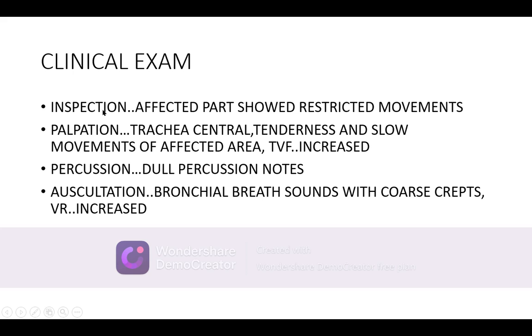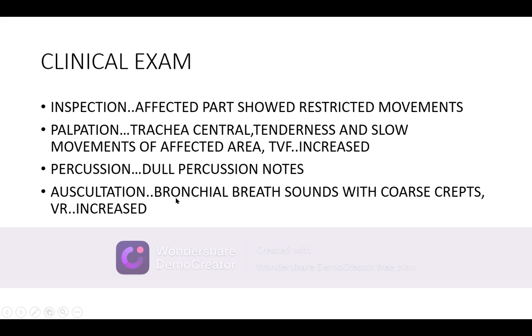Now, on clinical examination, on inspection the affected part shows restricted movements. The trachea will be central. This is very important; it should not be displaced in pneumonia. There will be tenderness and slow movements of the affected area. And there is tactile vocal fremitus, which will be increased in this case because the direct sound is transmitting through the wall. Percussion notes are dull, of course, because of the consolidation.